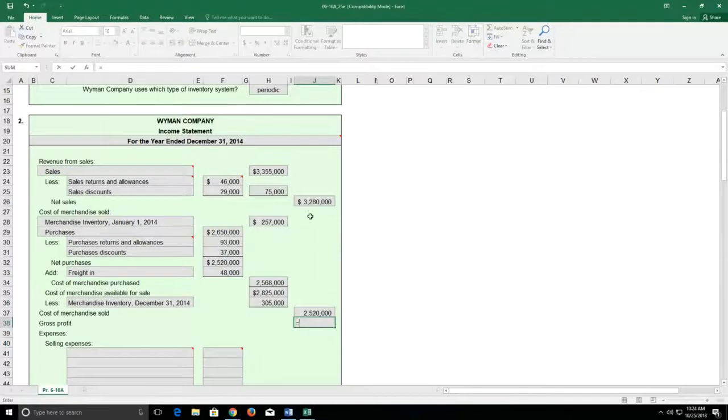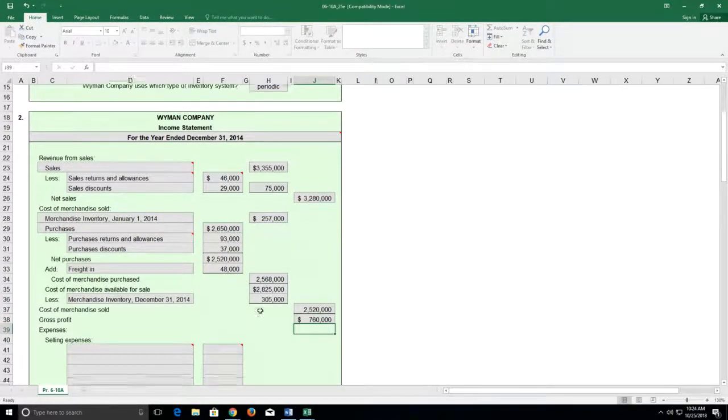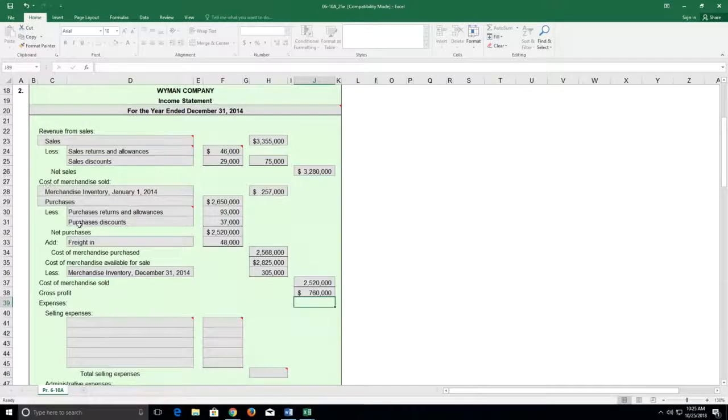We subtract that from sales, and it will give us gross profit. Okay, so that was what was added to this. Instead of just giving us the cost of merchandise sold, they're making us calculate it by using the beginning plus our purchases minus our returns and allowance minus discounts plus the freight, because that's part of our merchandise inventory cost, minus our ending. All right, so we can move right along to our expenses.